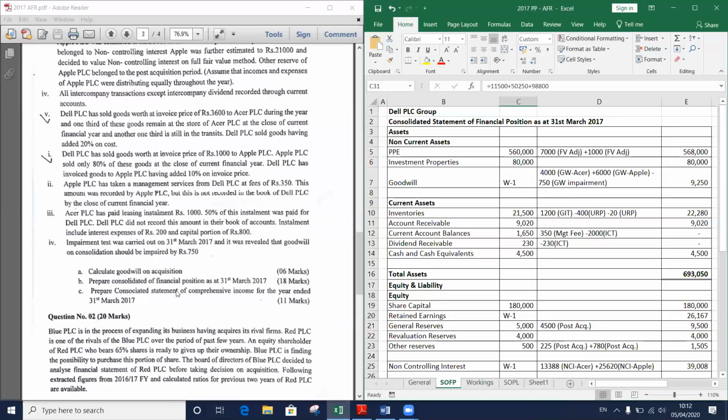We need to prepare the consolidated statement of comprehensive income as well. So we will discuss that part later, right?